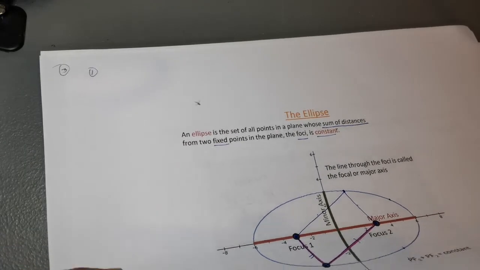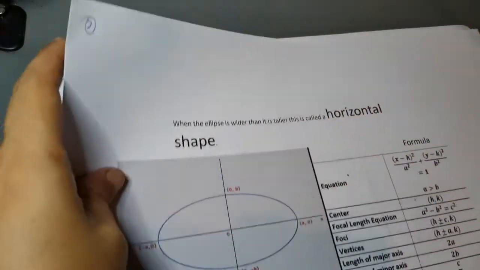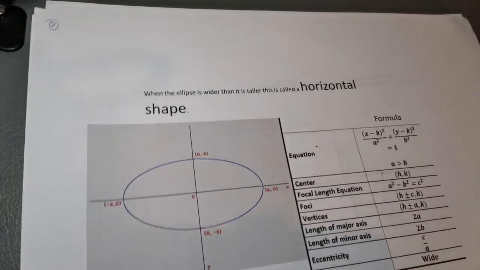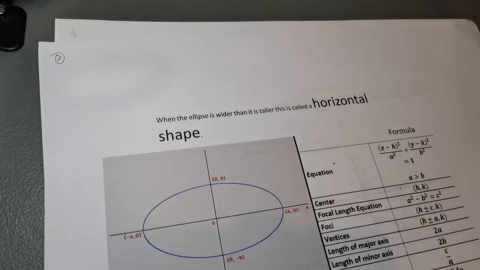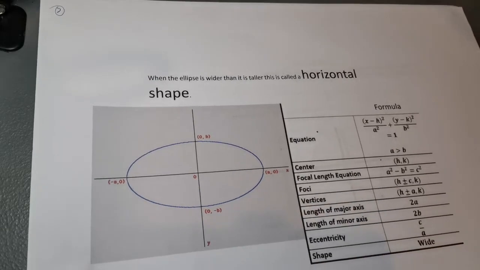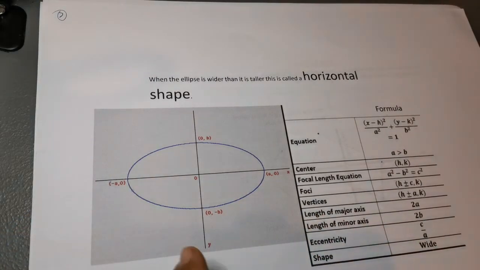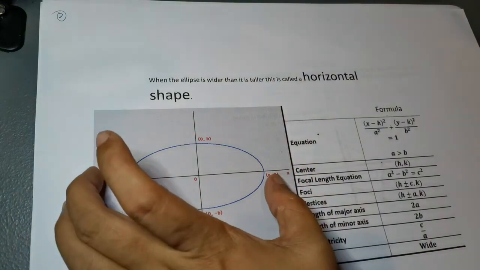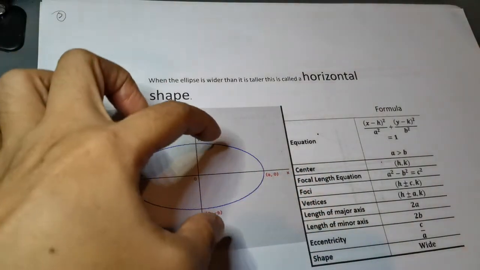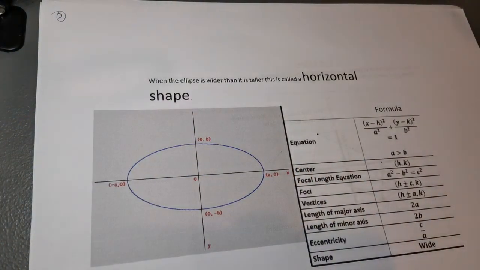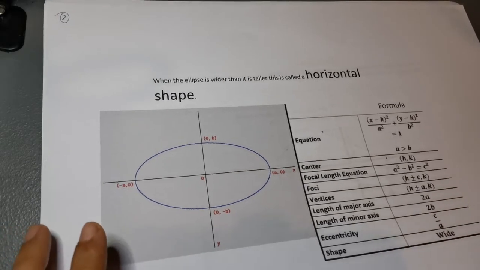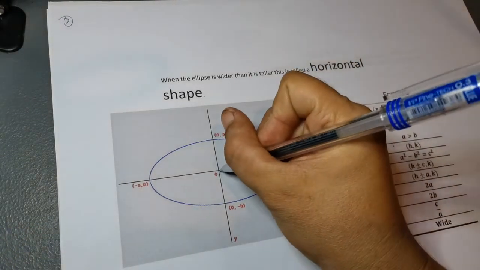Okay? So, let us move on. Baliktad. Sorry guys. We have two types of ellipse. Okay? Parang we have two types of or sets of parabolas. So, ellipse din ay meron tayong two types. We call the first one the horizontal shape because it is wider than it is taller. Okay? So, when the ellipse is wider than it is taller, then it is a horizontal ellipse.